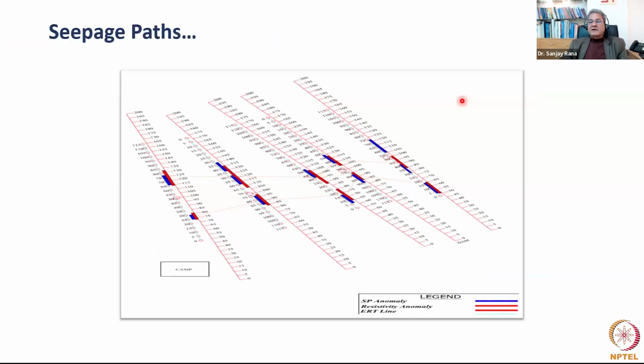And ultimately, once you have done your ERI and SP, and you put the results together, you can actually map your seepage zone from one end to the other. And then based on that, the complete rehabilitation of the dam can be taken care of.